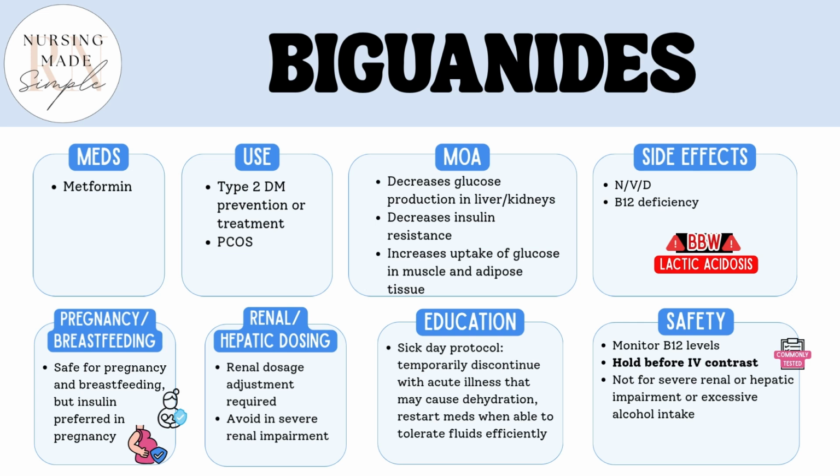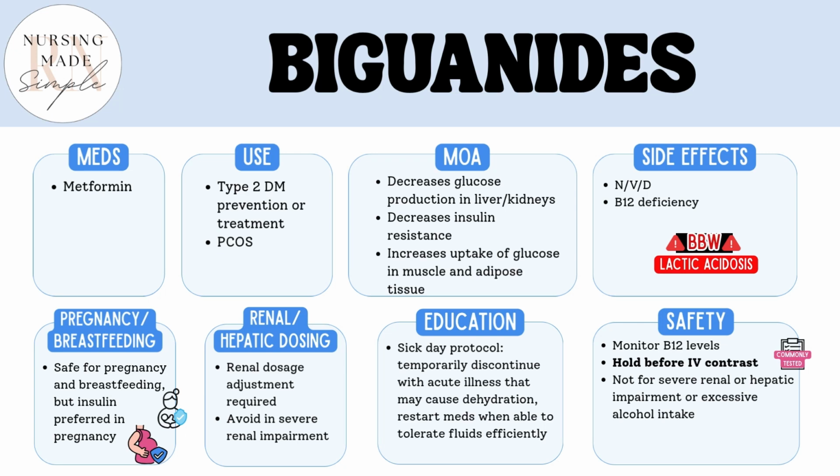Now, for B12 deficiency, it does decrease the absorption of B12 in the GI, but not typically enough to cause anemia. So it might be something that you want to keep an eye on, but not something to be super concerned about. One of the nice things about metformin is that it has no hypoglycemia risk. This medication is safe for pregnancy and breastfeeding. However, guidelines show that insulin is preferred in pregnancy, so it's going to be a little bit subjective to the OB provider. There are renal dosage adjustments required, and it should be avoided in severe renal impairment.